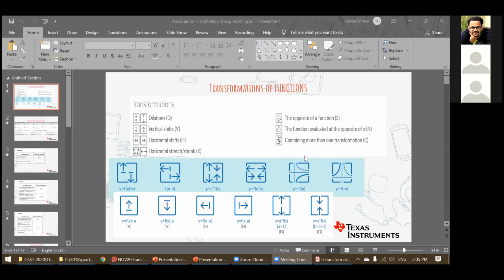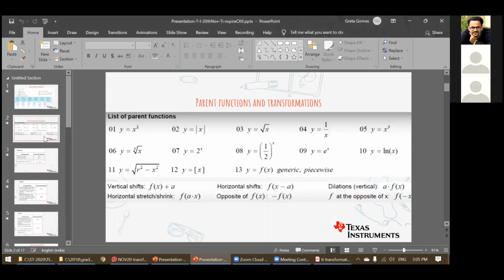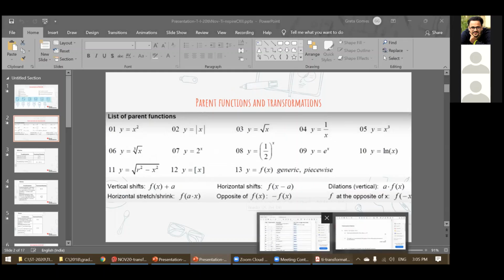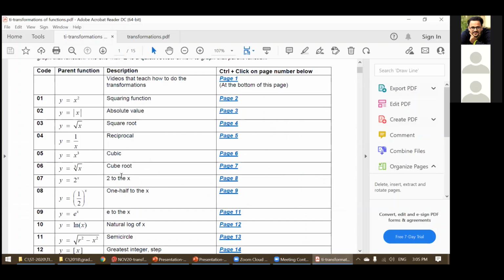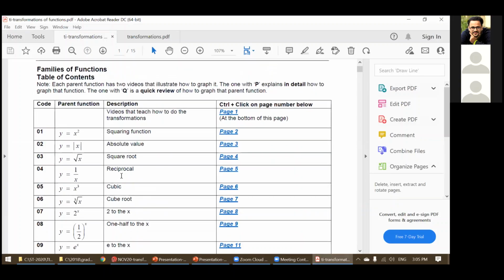Transformations of functions is understood by these movements. These small arrow keys illustrate the same. Now, a beautiful document I found from TI illustrates the different kinds of functions. I will ask Hassan to share the document with you. This is what I found from the TI website itself. It's called Families of Functions.